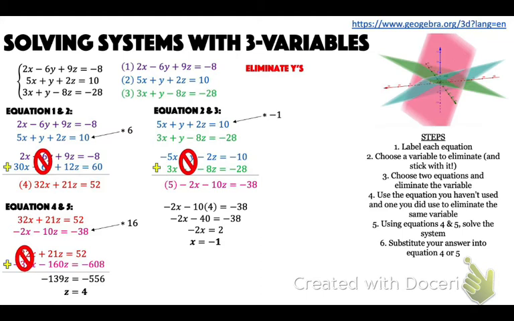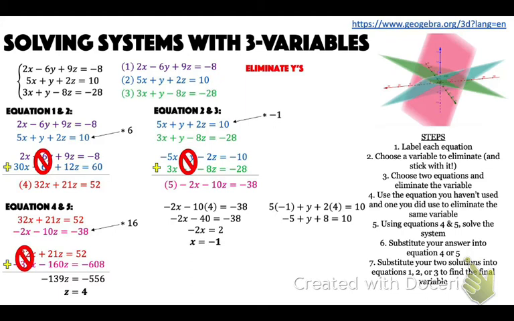Okay, and then last step is to substitute your two solutions into equations 1, 2, or 3 to find the final variable. So I chose the second one, doesn't really matter. So I have 5 times -1 plus y plus 2 times 4 equals 10, which that's -5 plus y plus 8 equals 10. So that's y plus 3 equals 10, so y equals 7.